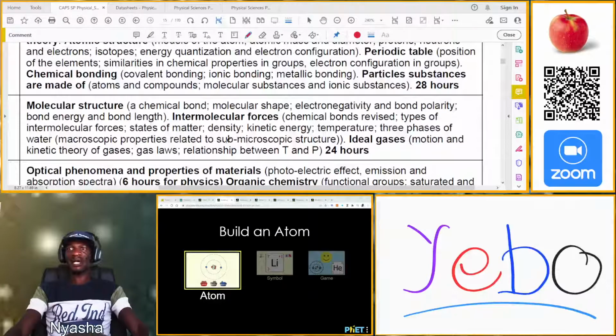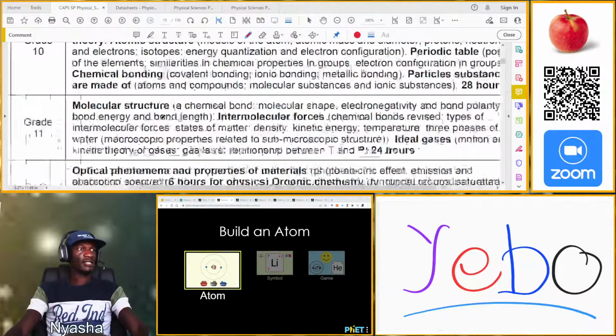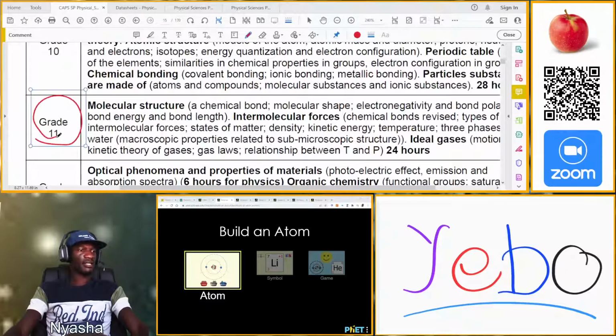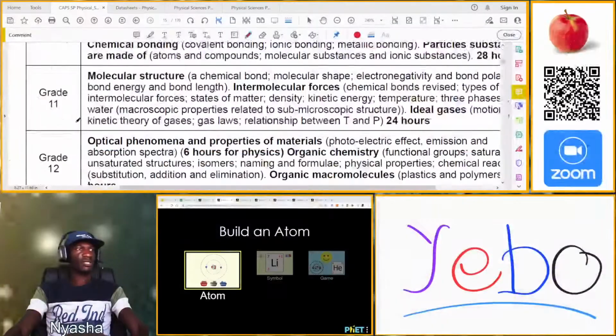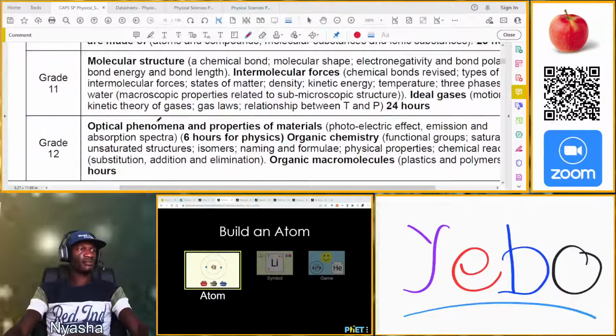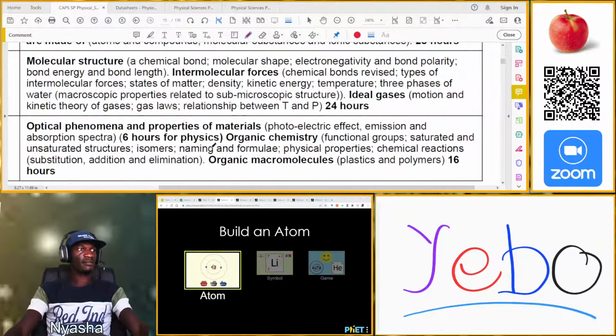Molecular structure now is our grade 11 starting point for chemistry. So because we are focusing on grade 11 and grade 12, we will look at this molecular structure. But whichever way, we can just go through the syllabus so that we can see what the topics are and what we are expected to cover this year, grade 11 and 12.